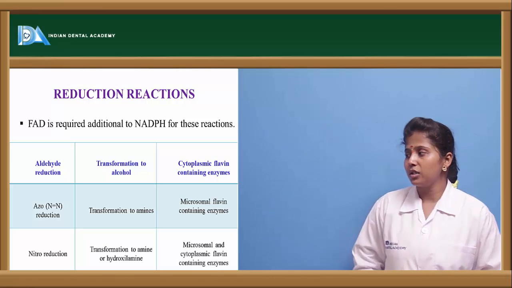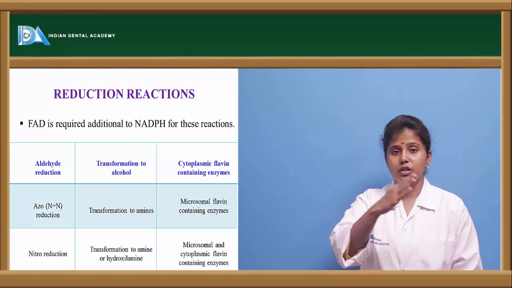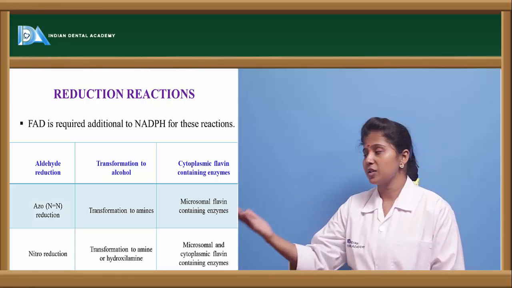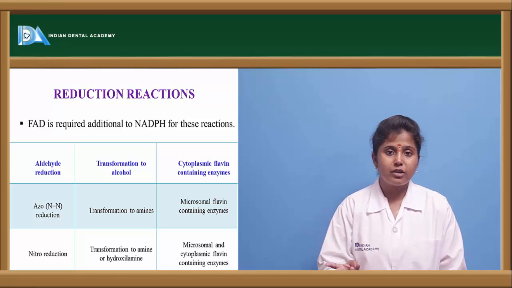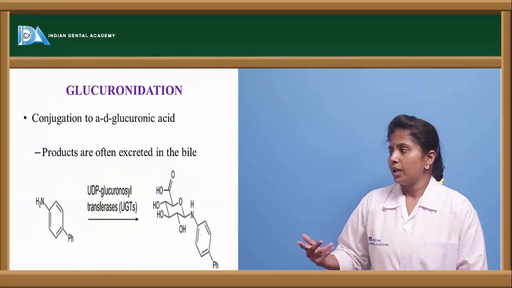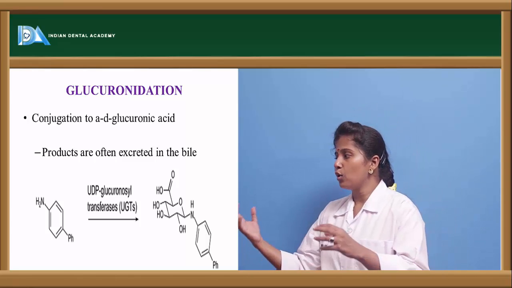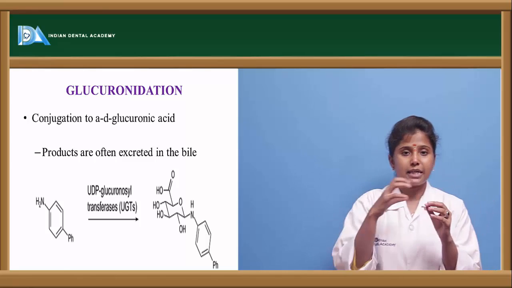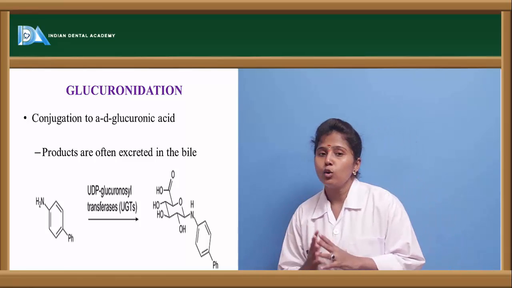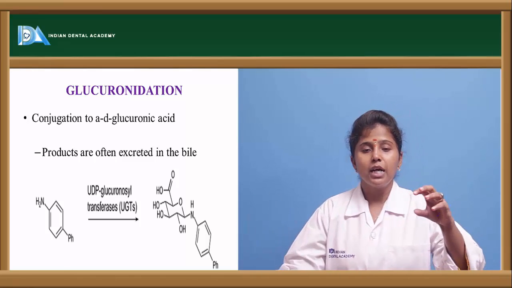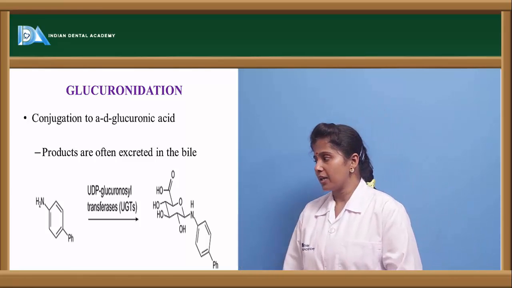The reduction reactions include aldehyde reduction and nitro reduction, and these are examples of the reduction process. Glucuronidation is a process where a glucuronosyl group is attached to the drug, that is, conjugation to D-glucuronic acid. The D-glucuronic acid attaches to the compound, and thereby it forms an inactive compound.